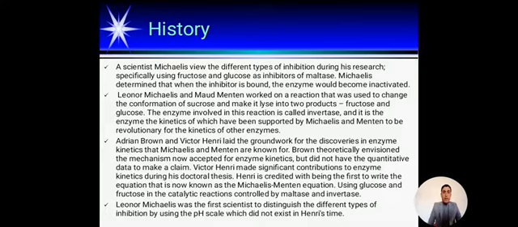Henry is credited with being the first to write the equation that is now known as the Michaelis-Menten equation, and Leonard Michaelis was the first scientist to distinguish the different types of inhibition by using the pH scale, which did not exist in Henry's time.